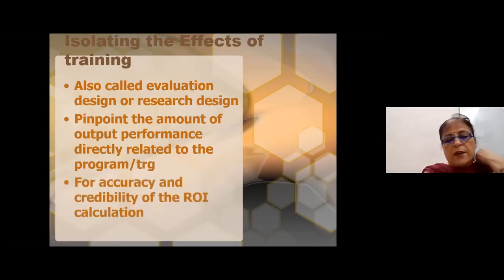For accuracy and credibility of the ROI calculation, this is a must. We must isolate the effects of the training, as these are the activities that have been done because of the training. For example, there was an MS Office training among the employees. Earlier there was a lot of dependency of officers on the PAs, but now the officers are able to make the documents themselves. They're able to print it, they are able to work on the Excel sheets also, and it is directly related to the training that has been given to them. So that can be isolated.